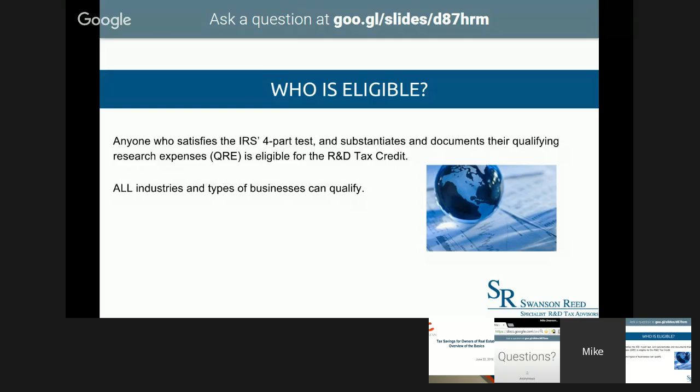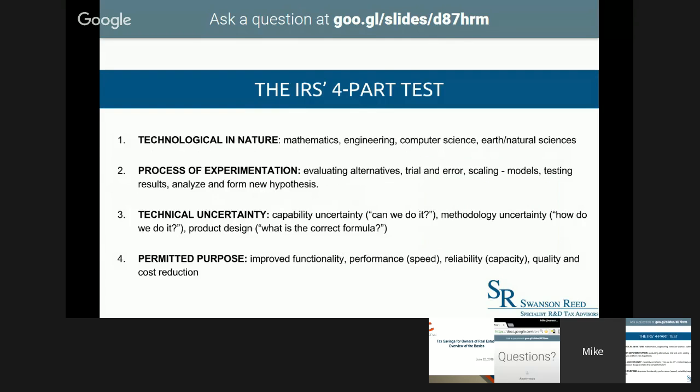Speaking of which, these are the four key components to it. The first one is by far the most important. R&D has to be technological in nature, and that means that it has something to do with mathematics, engineering, computer science, or earth and natural sciences, as in the case of coming up with new metals that have new tolerance levels or new specifications.